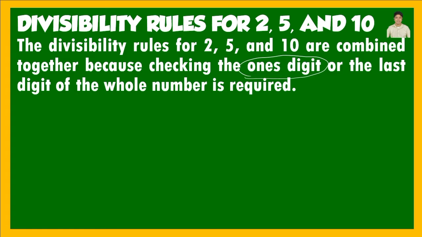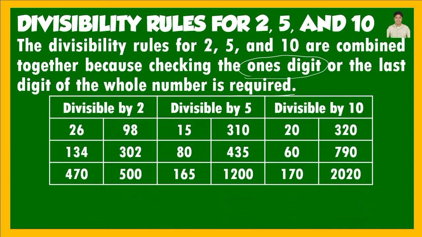The ones digit is the last digit, the last numeral in a given number. It is the one on the right, the very last. So when we talk about divisibility rules for 2, 5, and 10, we are required to check that ones digit. Let us have examples of numbers divisible by 2, by 5, and by 10. Here are the numbers. For divisible by 2, we have 26, 98, 134, 302, 470, and 500.